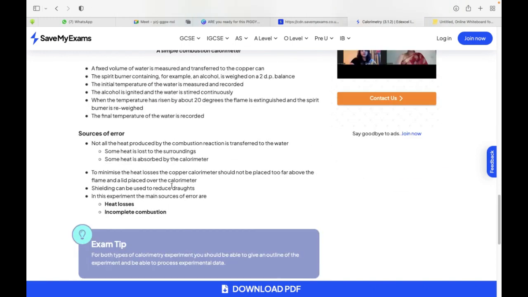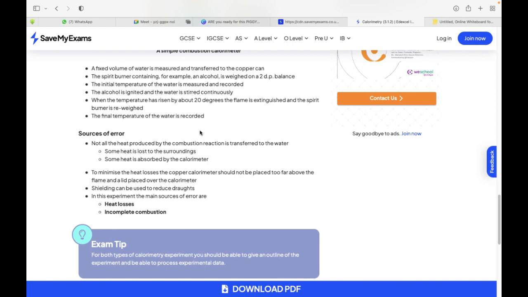Okay, now in your experiment, what are the sources of error? In Paper 6 Chemistry, they always talk about sources of error. In every experiment, there are unique sources of error, but there are some sources of error that you can use in every experiment.